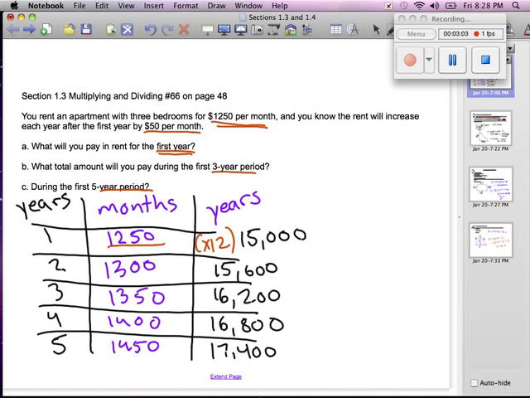Okay, we have all of our information. Now let's go back and read our question again. A, what will you pay in rent for the first year? Well, there it is right here. First year is $15,000.